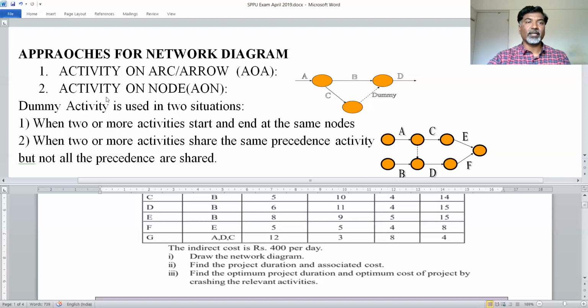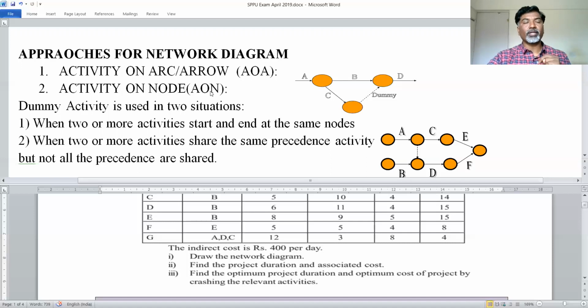And the second one is activity on node. In this case, when you write the name of the activity on a node, these circles are called nodes. When you write the activity on the node, that diagram is called an activity on node diagram. So these are the two basic approaches to draw a network diagram.